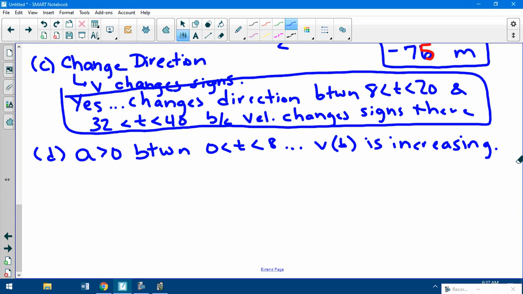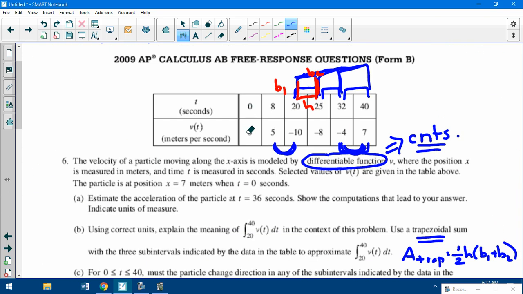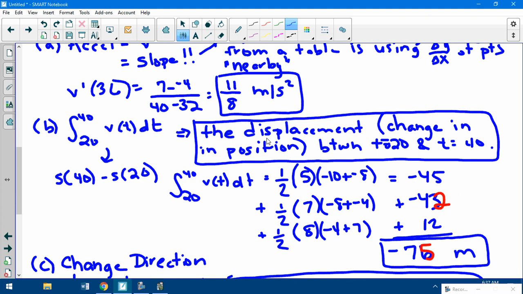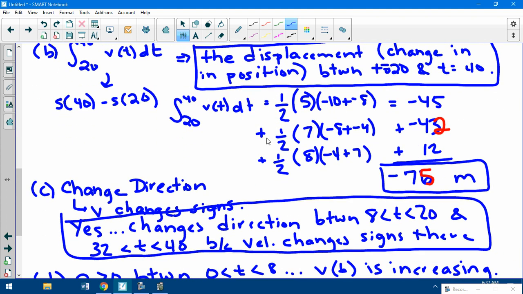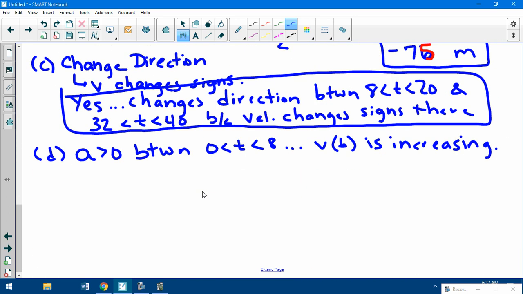Okay, so I know that velocity at 0 is 3, velocity at 8 is 5. Okay, but at this point, if I want to know information about the position at time 8, how would I get position from velocity? I would take the integral. And if I take the integral from 0 to 8 of the velocity, that's equal to the position at 8 minus the position at 0.